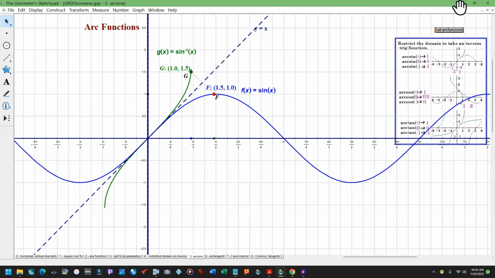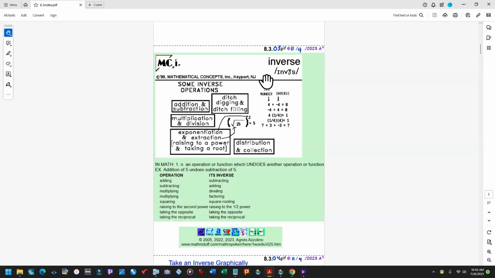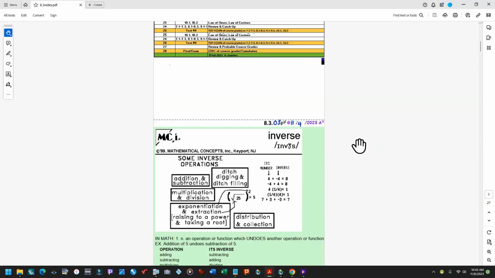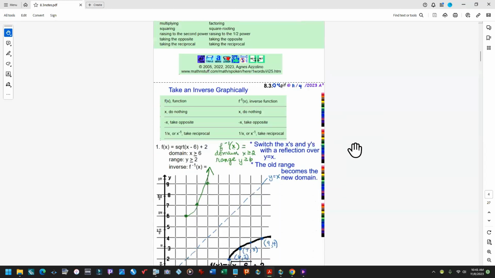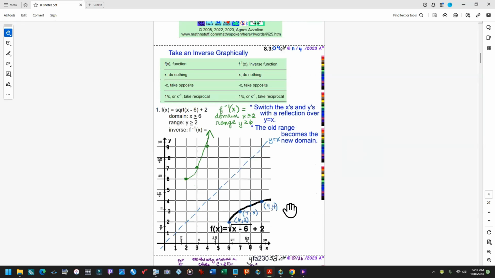All right. Let's go back to inverse. You now have the idea of inverse. And we did take an inverse analytically, and we have to remember to switch the domain and the range. When you switch the x's with the y's, the old domain becomes the new range, and the old range becomes the new domain.